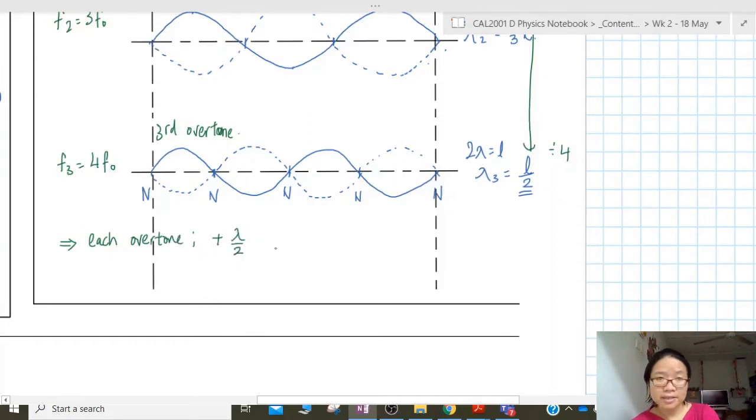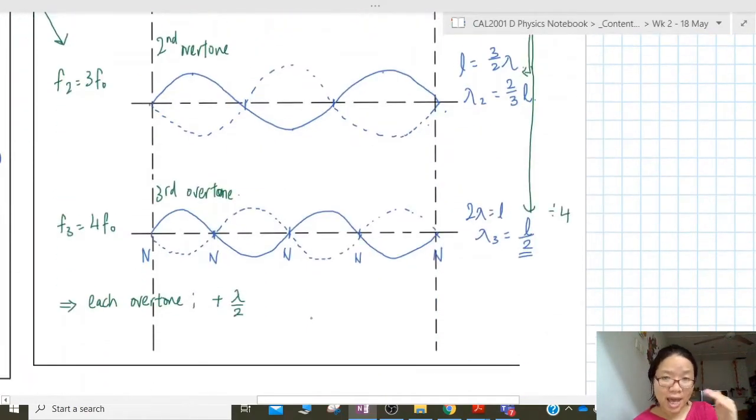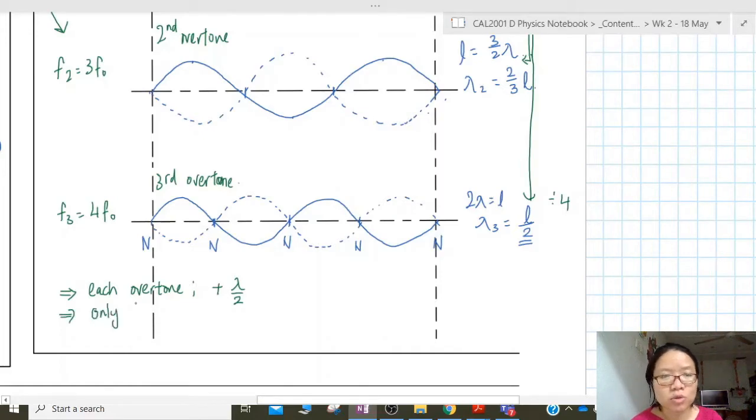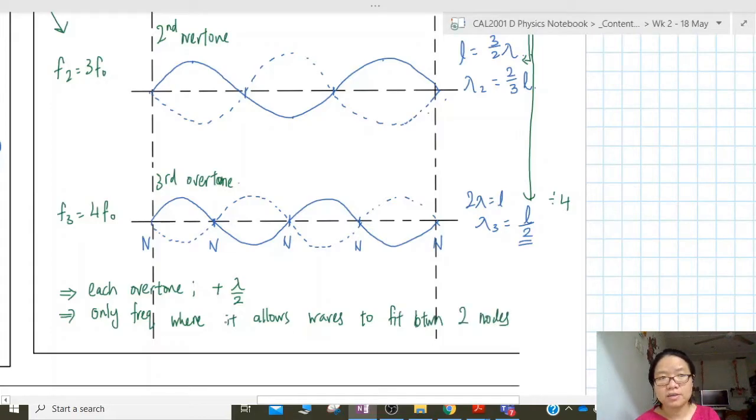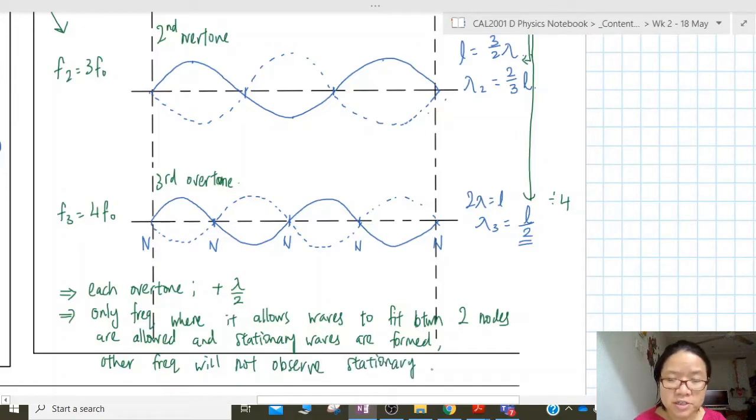but the pattern. For each subsequent pattern, we add lambda over 2. We add another loop, so we add lambda over 2. And only frequencies where it allows this specific wavelength to fit. So let's say you put 3.5 f0, it cannot fit, okay? It's allowed, and stationary waves are formed. If it's in between, you will not get this pattern. All right. So at other frequencies, you cannot observe a stationary wave. It just looks like the wave is running along the string.